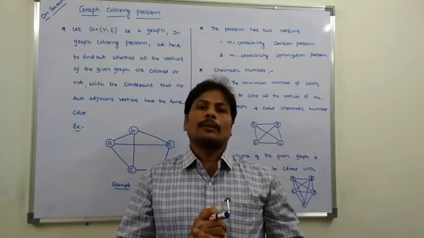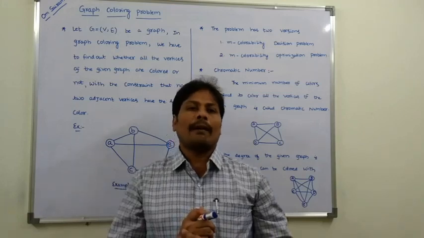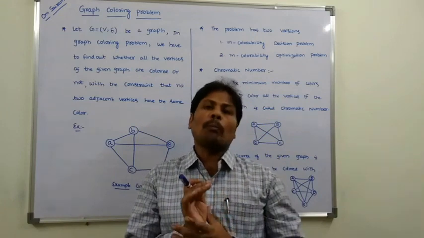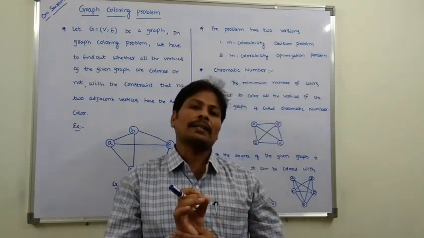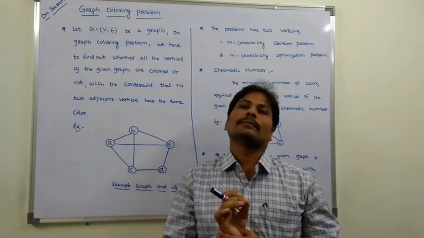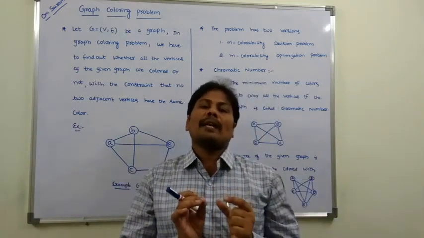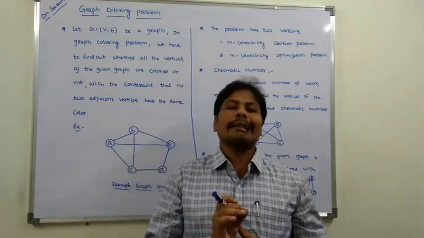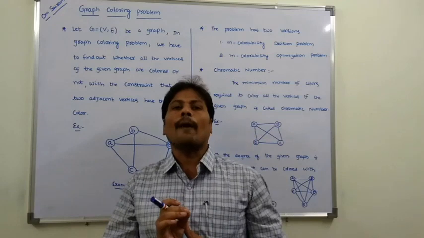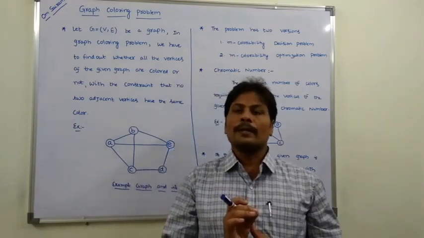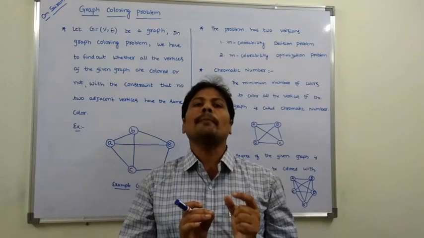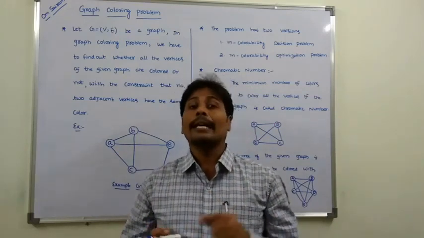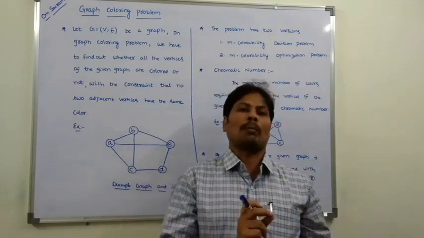Hi friends, today I am giving a lecture on graph coloring problem. Graph coloring problem is one of the applications of dynamic programming. Dynamic programming is one of the algorithm design techniques. This technique is used for solving optimization problems. Here the optimization may require either maximum result or minimum result. It depends on the given problem.